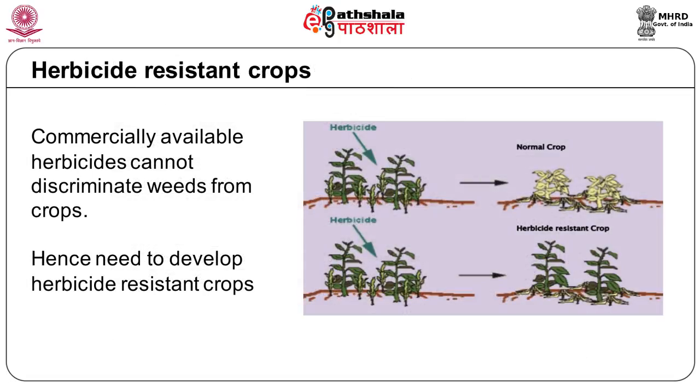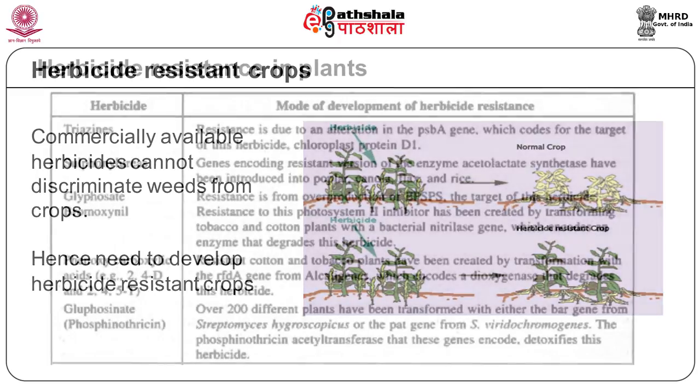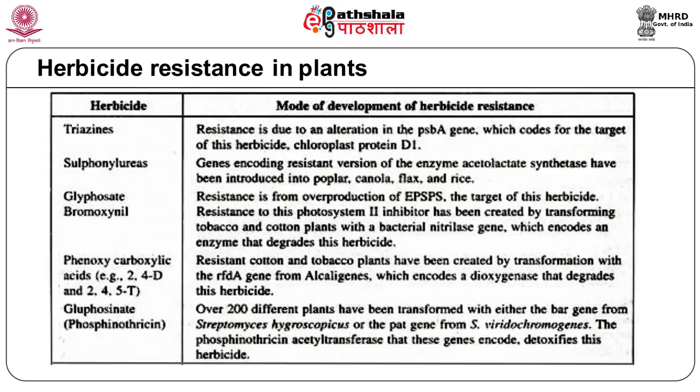Herbicides cannot discriminate between crop plants and weeds, so are difficult to use in fields. Development of herbicide resistance in crops would enable use of herbicide to selectively kill weeds. Genes that can confer resistance to herbicides need to be introduced into plants to generate such herbicide-resistant crops. Several genes have been identified in bacteria and plants that confer resistance to herbicides.